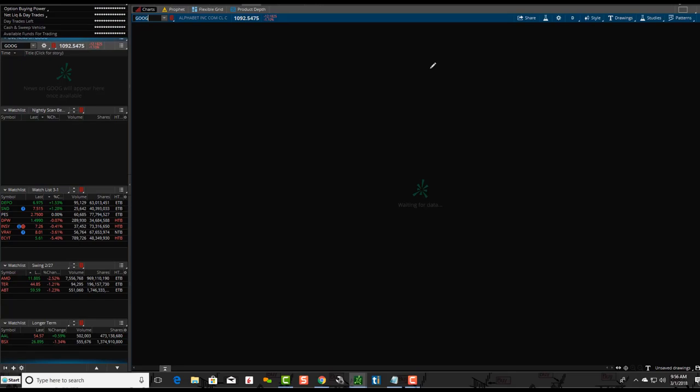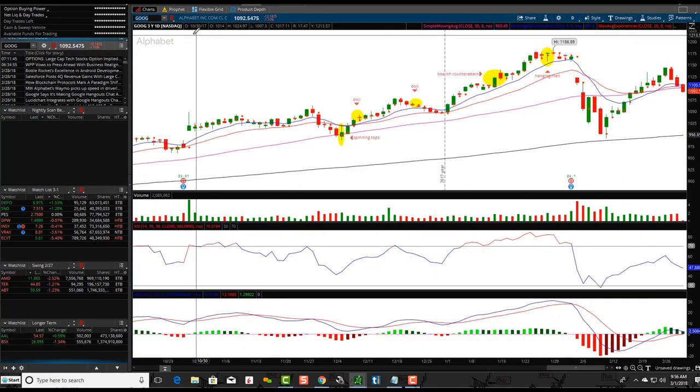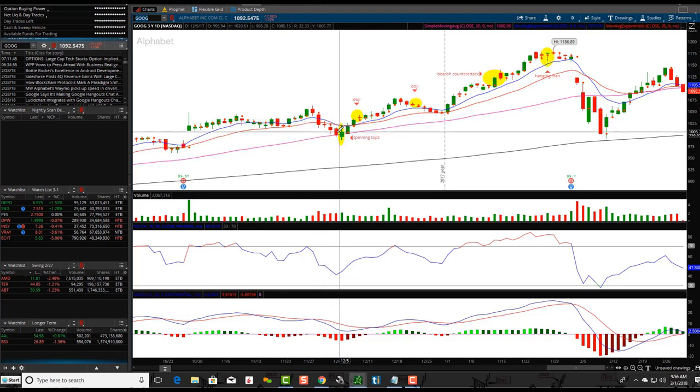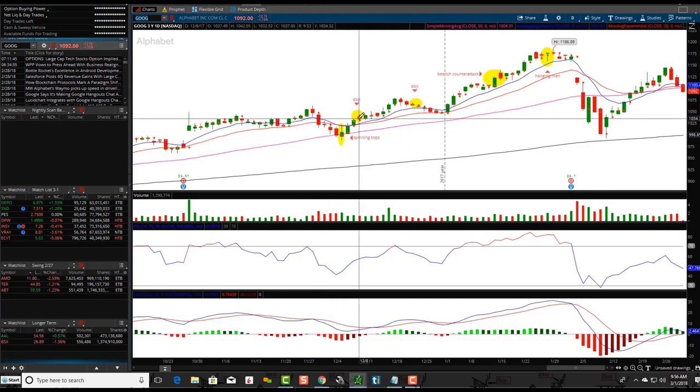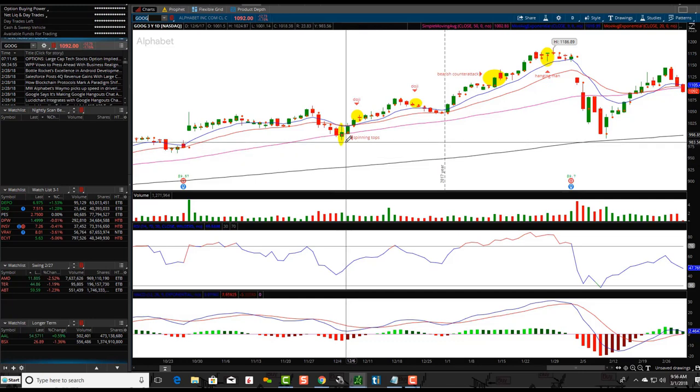Google, GOOG. You can see right here, price is falling over here, spinning top, and then there was a reversal. Doesn't mean it can't still fall down. You'll see many times a spinning top where the price will continue to fall. But as you can see here, it got a spinning top and then it reversed.